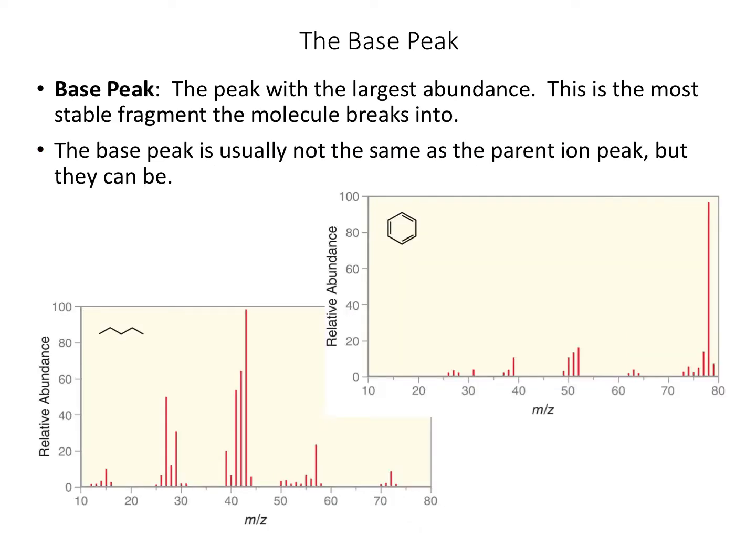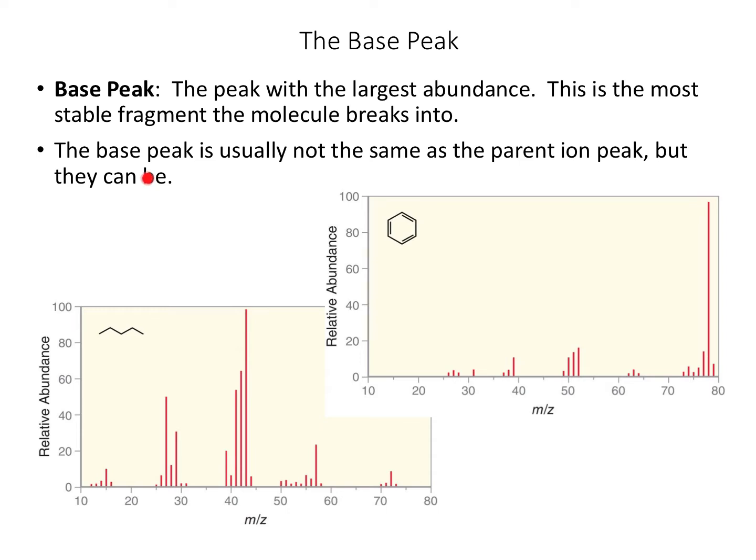All right, a different peak that we often like to identify in the mass spectrum is called the base peak. The base peak is just the one that has the largest abundance. So in pentane, this would be the base peak, just the one that's the highest on the y-axis. The base peak is significant because it represents the most stable fragment the molecule breaks into. And so often in more advanced analyses, this can tell us a good deal of information about our compound.